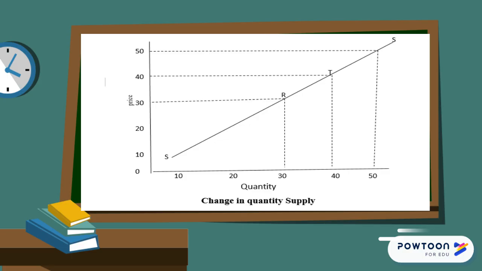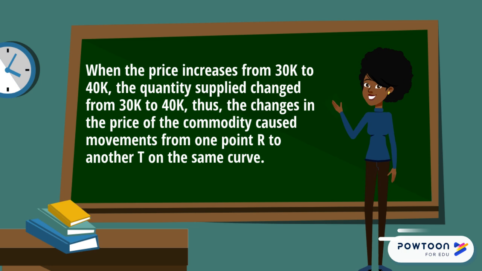Price is on the vertical axis, while quantity is on the horizontal axis. When the price rises from 30 kobo to 40 kobo, supply is increased from 30 to 40 units. Such a change represents a movement. Thus, the change in the price of the commodity causes movement from one point R to another point T on the same curve.